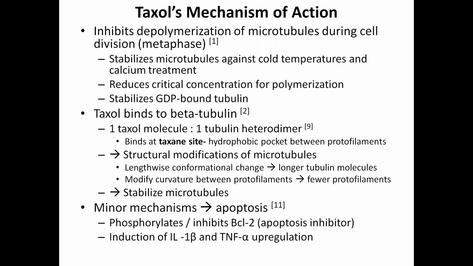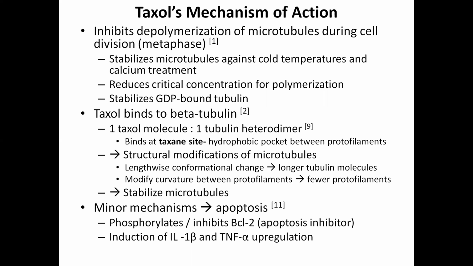So the process starts with Taxol first binding to beta tubulin, and typically there is one Taxol molecule per tubulin heterodimer. It binds at the taxane site, which is a hydrophobic pocket between the protofilaments. This leads to structural modifications of microtubules, which include lengthwise conformational changes, which lead to longer tubulin molecules. And it also modifies the curvature between protofilaments, which leads to fewer protofilaments. All of these modifications lead to more stable microtubules.